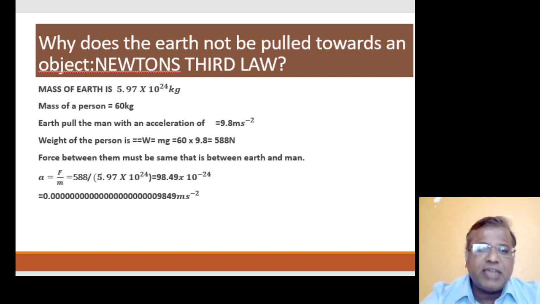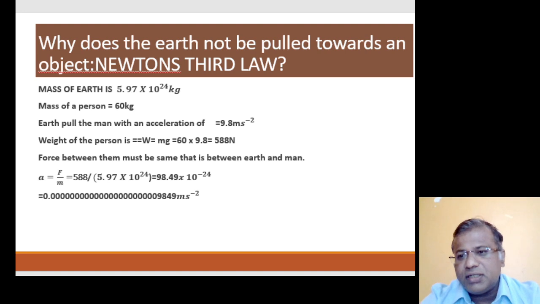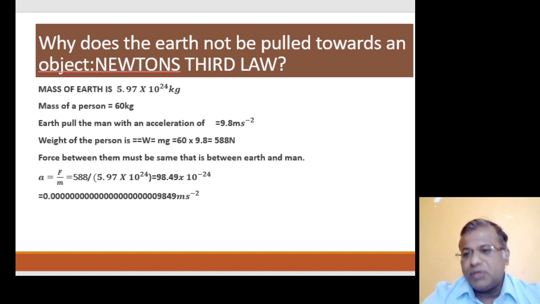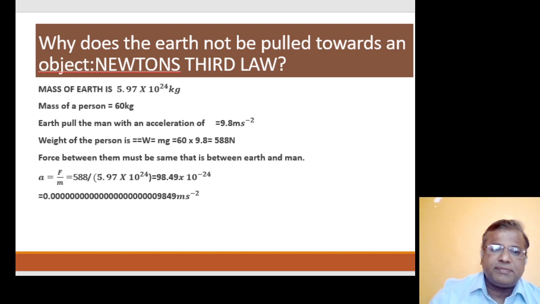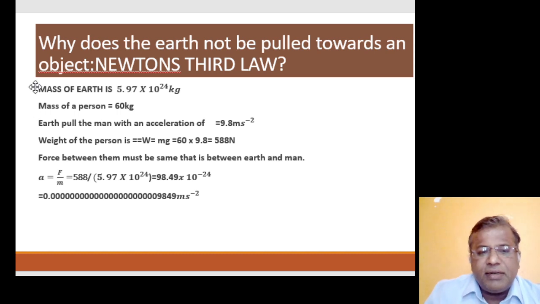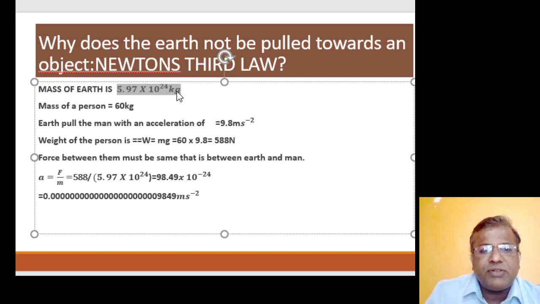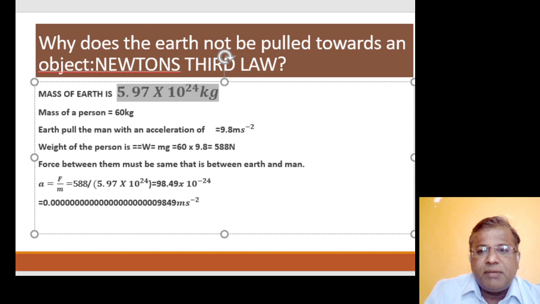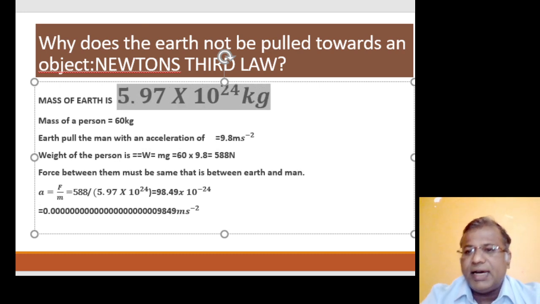Now the question which, as a student, you should ask is: okay, both the forces are the same, then why is it that Earth is not being pulled towards the object, whereas the object is being pulled towards the Earth? So for that, I have taken actual calculations. Okay, and see the calculation here. For calculation, practically speaking, the mass of Earth is this value. The mass of Earth is 5.97 into 10 raised to 24 kgs. You can just see the huge mass of Earth.